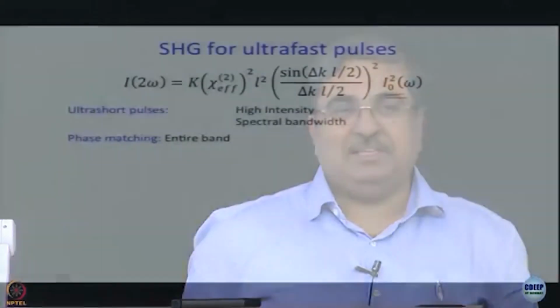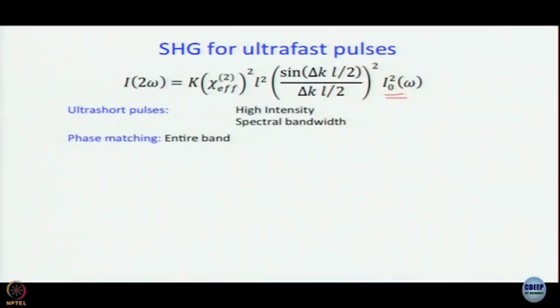If I want to plot this function I to omega, what will I get? Will I get a delta function? Then what is the important factor in this discussion? Sin square theta by theta square. So, that has some finite width, is not it?